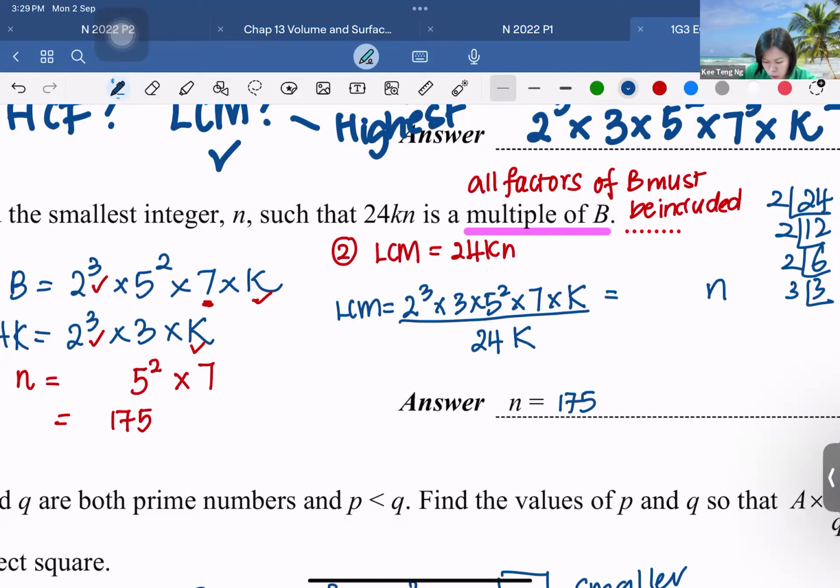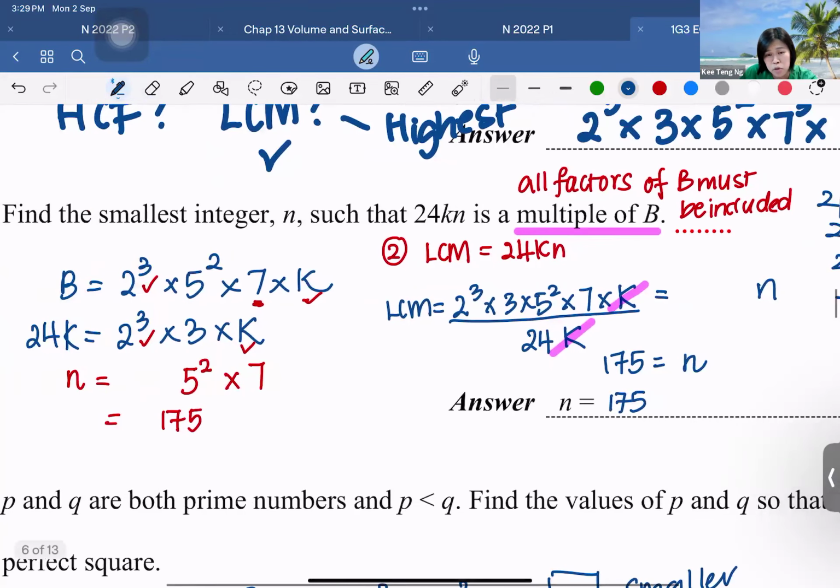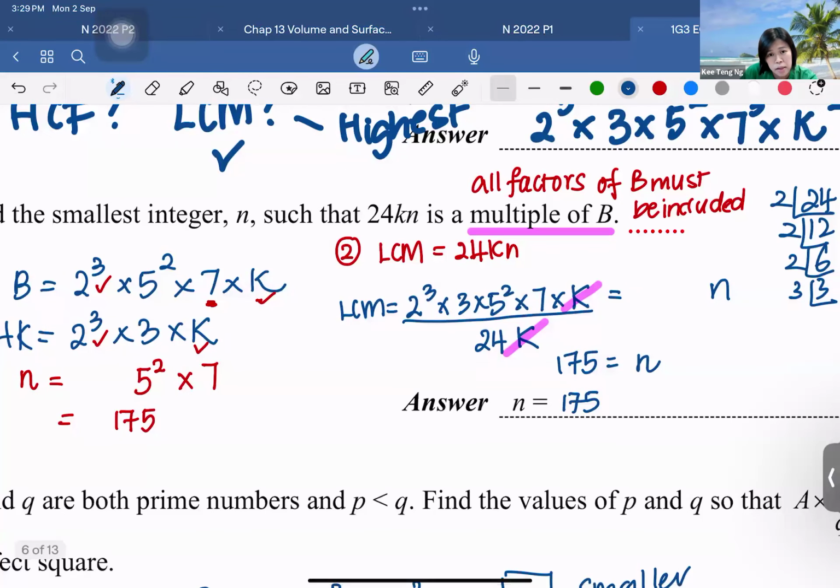Then you work out all your numbers and you divide. K is already canceled out. So you just multiply and work out the calculation in your calculator. You'll still get the answer 175. Okay, so 2 methods for you all to take a look. First method by observation. Method number 2, some students prefer this, that you find the LCM of both B and 24K first, so you have all the factors inside. Then I want to get rid of 24K, so I divide away 24K. Then I can use my calculator and get my answer.